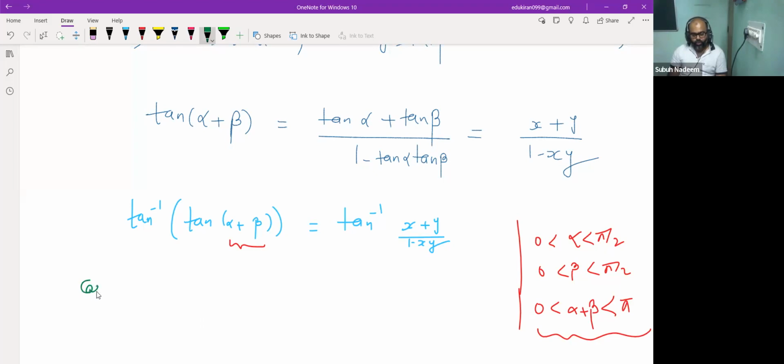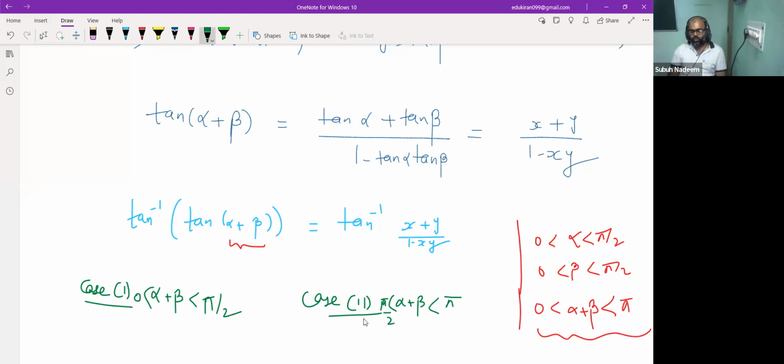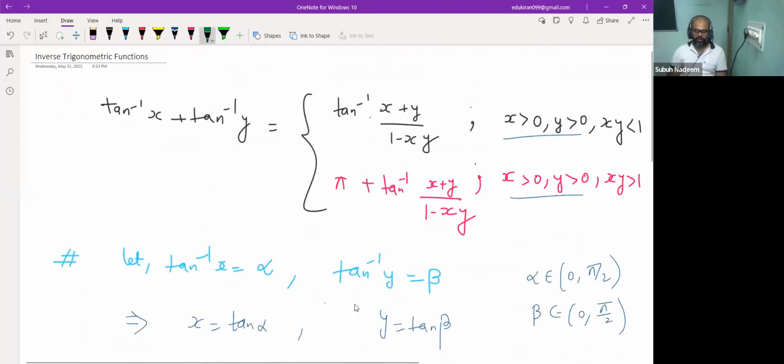So we will take two cases. Case number 1, that alpha plus beta is between 0 to pi by 2. And another case, that alpha plus beta is pi by 2 to pi. There will be two different situations. So first write till here. Then we will see what we can do further.